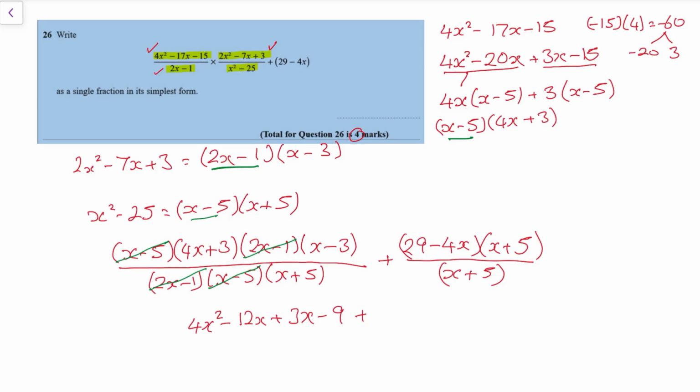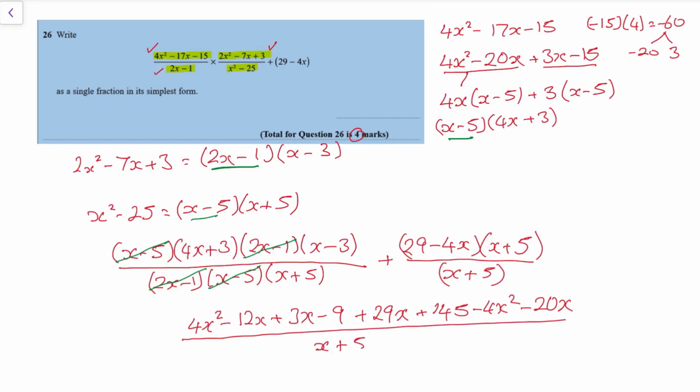Denominators are the same. 29 times x is 29x. 29 times 5, well, 30 times 5 is 150, minus 5 is 145. Yeah, that's correct. Minus 4 times x is minus 4x squared. Good. Tell you why I said good in a second. And minus 4x times 5 is minus 20x. And all of that is over x plus 5.